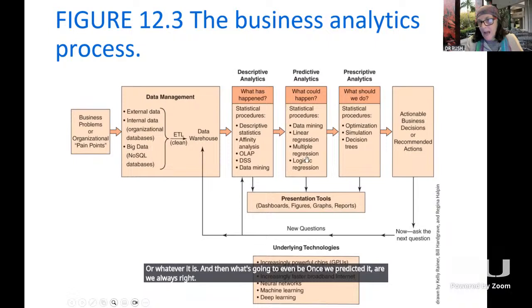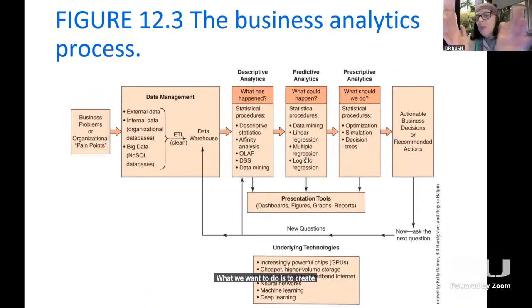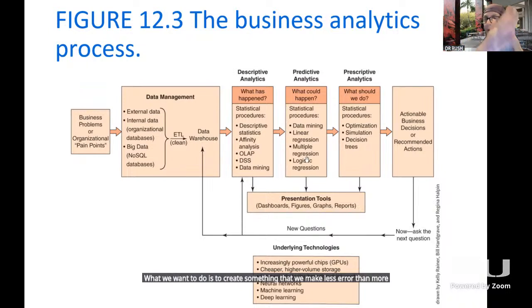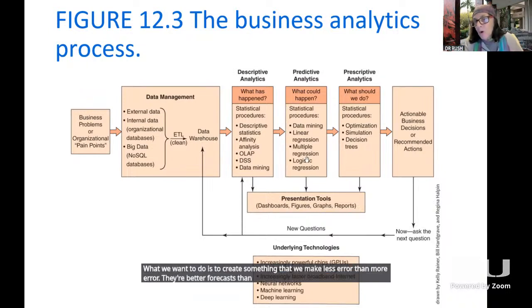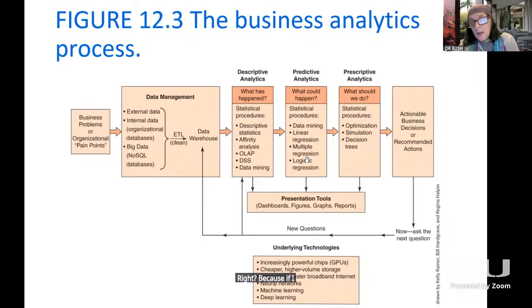Of course not. What we want to do is create something where we make less error than more error. They're better forecasts than a worse forecast, right? I want to predict how many students will apply to my university. Not in the past, in the future, right? And then I want to predict how many will accept.